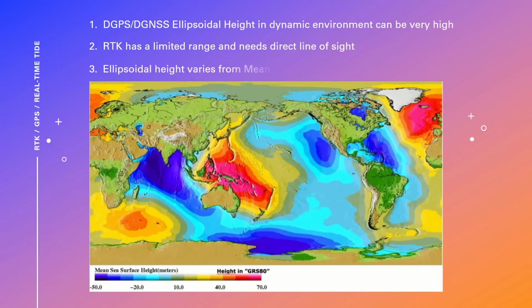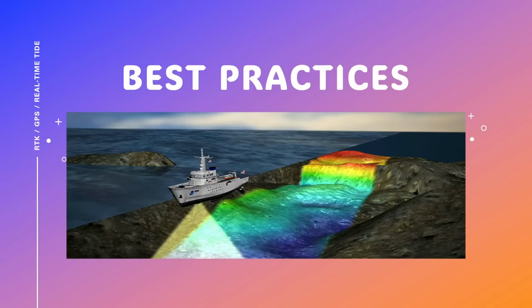Now, ellipsoidal heights vary from mean sea level every 2 km. So please keep in mind the ellipsoidal height is not the same. There is a difference between geoid and ellipsoid every 2 km. There is a variation, so you might get a little bit of variations when you are carrying out a real-time tide or RTK tide.